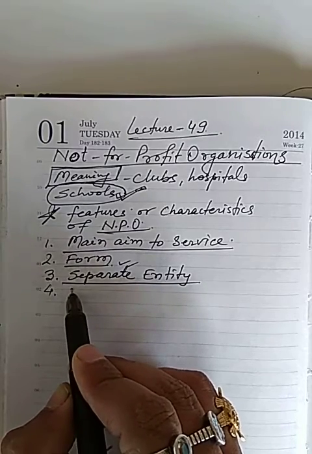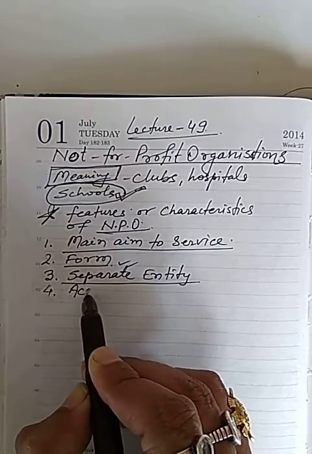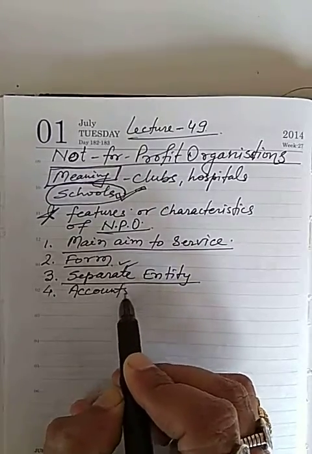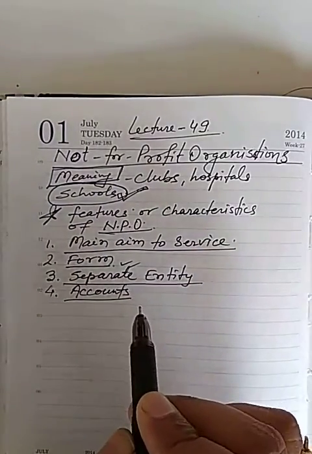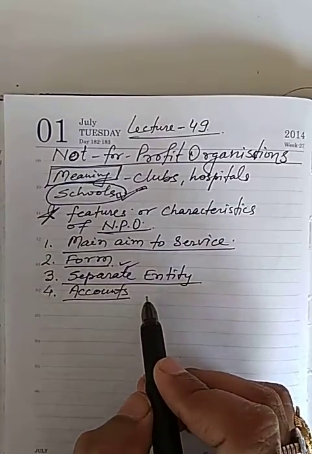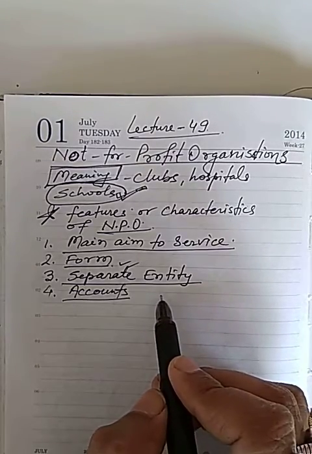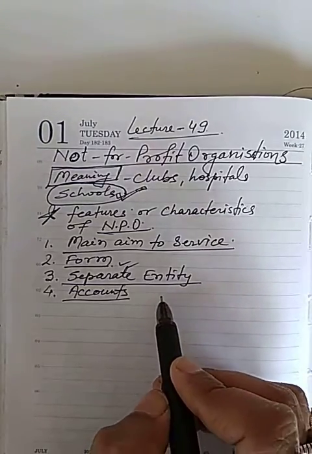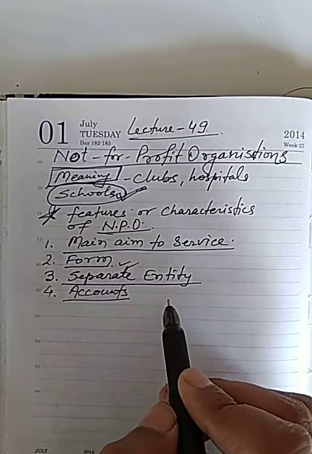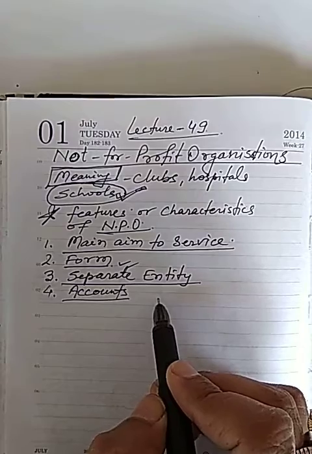Fourth point is accounts. These organizations also have to maintain proper accounts to meet the legal requirement and to exercise proper control over utilization of their funds.